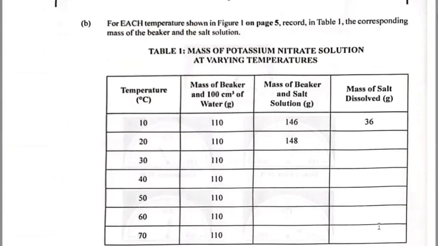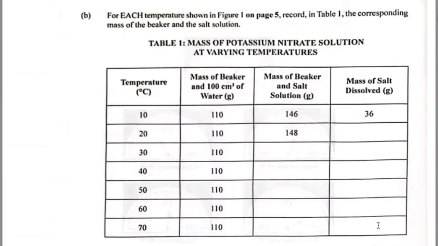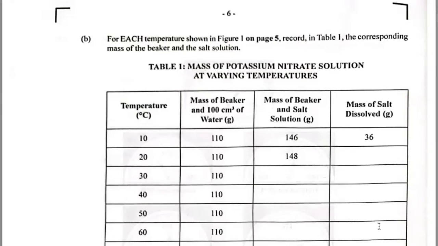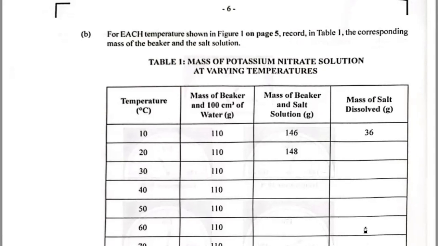They want us to fill in those. So we're going to do just that. For each temperature shown in figure 1 on page 5, record in table 1 the corresponding mass of the beaker and the salt solution. So we did our readings a while ago, so we're just going to fill them in. 153. Then we have 163. Then we have 169. Then we have 196. And we have next 219.